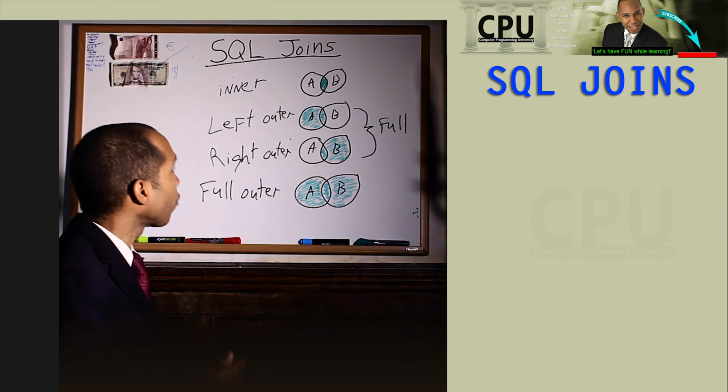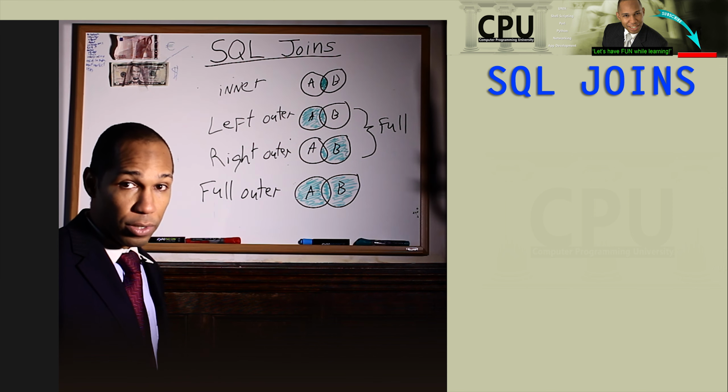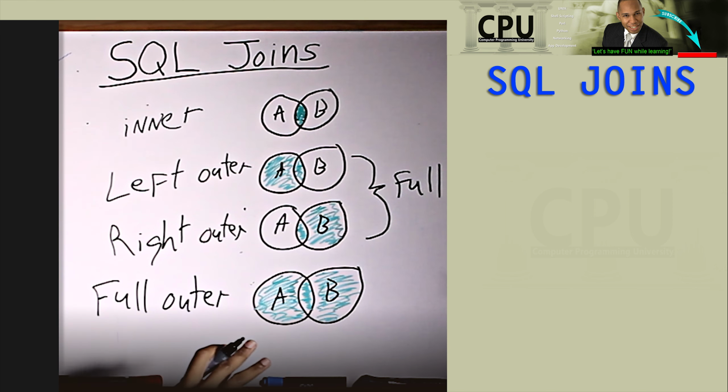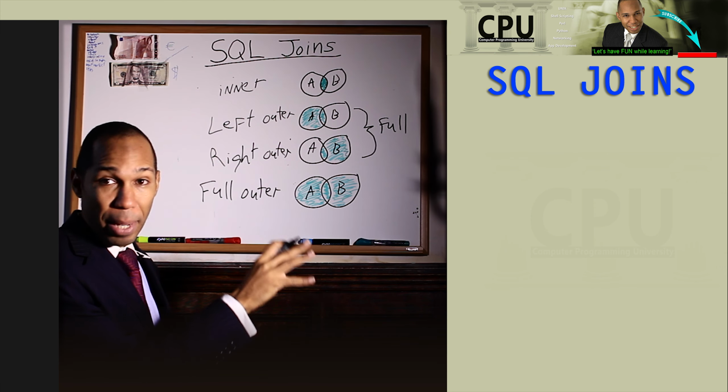So again, to review, you have these 4 basic types of joins. Not saying these are all the joins. These are just the joins that I'm covering in this video. And I think if you only know these types, you can go very far. So this is a very, very strong base to start with.